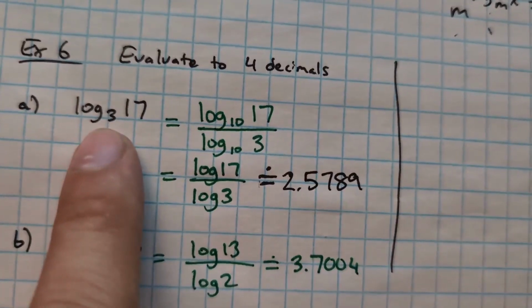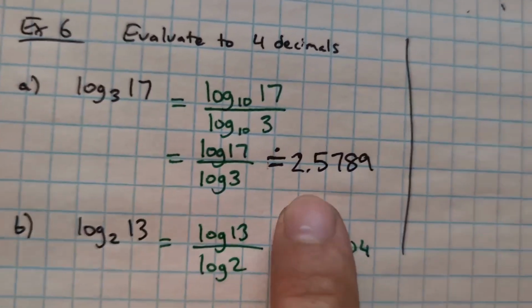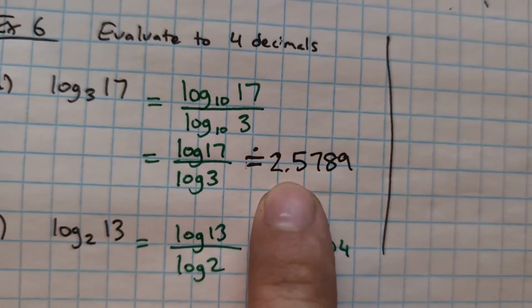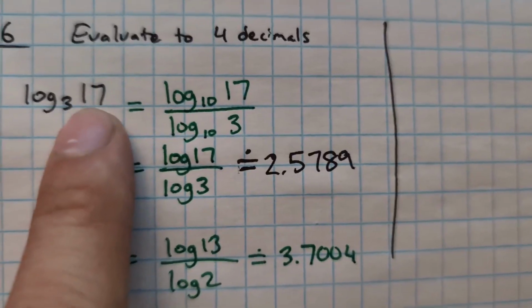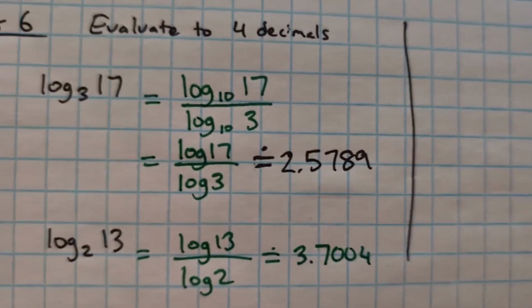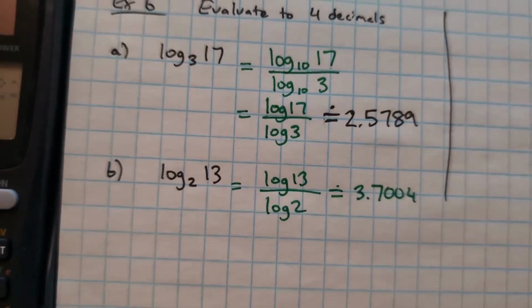3 squared was 9. 3 to the power of 3 is going to be 27. We get a number between 2 and 3 because this is between 9 and 27. So that quickly checks out with what we would anticipate from those numbers.